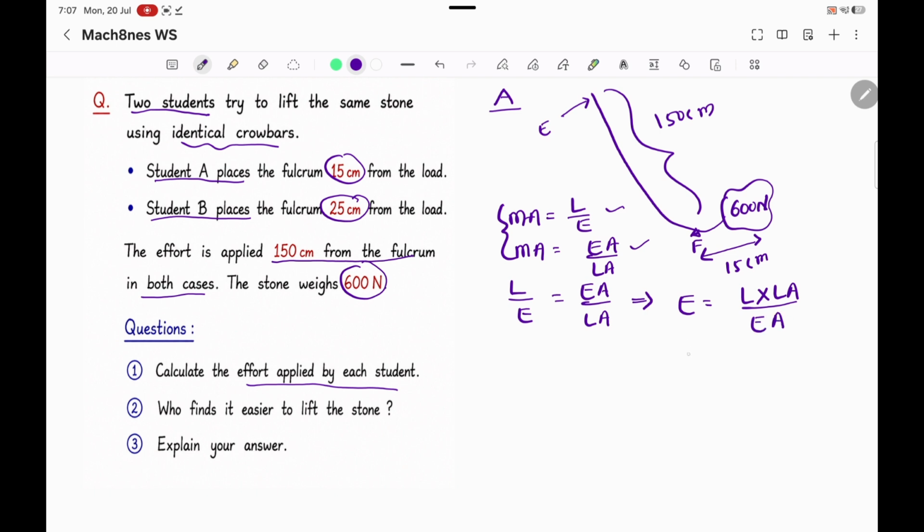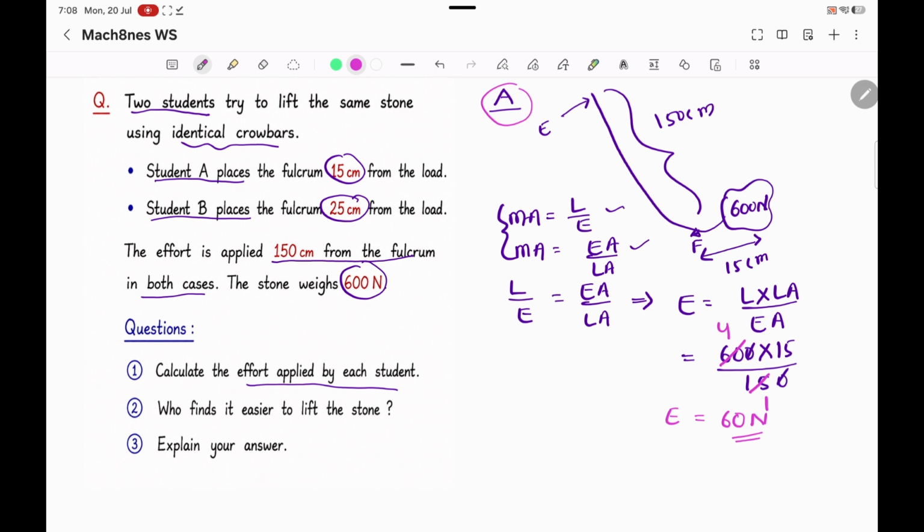Okay, let us substitute the values here. Load is given as 600, load arm is 15 centimeters, and effort arm is how much more? 150. The zeros cancel. 15 ones are 15, fours are 60. Now 4 into 15 is 60. So effort is equal to 60. And 60 units are what here? Newtons. So this is the effort applied by student A.